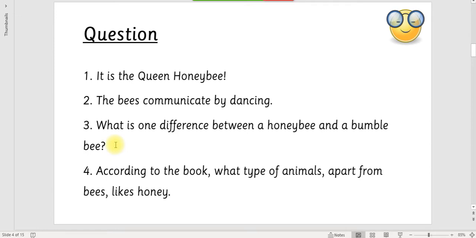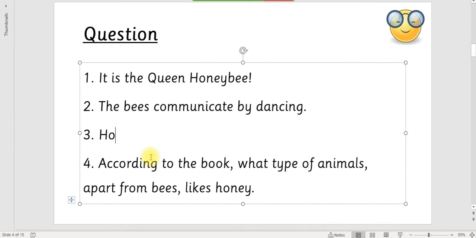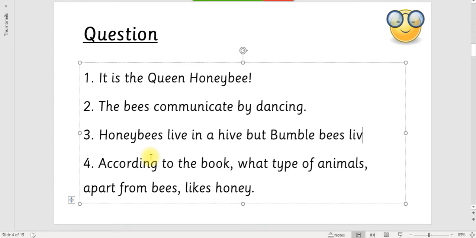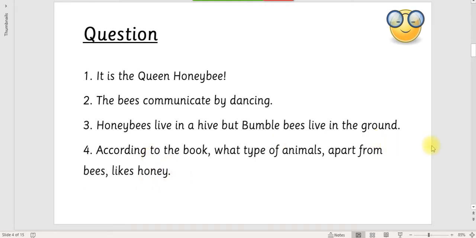Now, I heard 3 differences. So I'm going to write all 3, but you only need to have written one. So one difference I heard was that honeybees live in a hive, but bumblebees live in the ground. That was one thing I heard. Honeybees live in a hive, but bumblebees live in the ground.